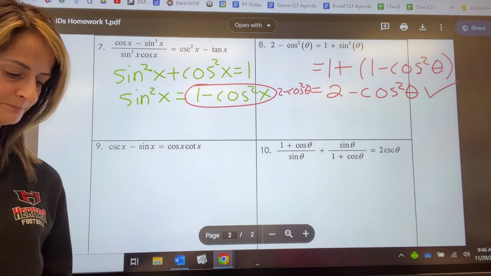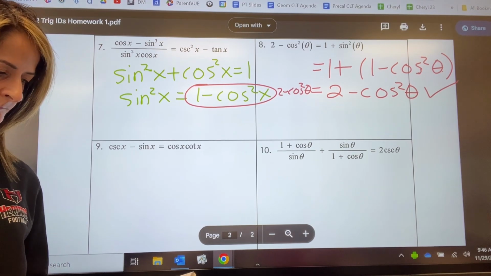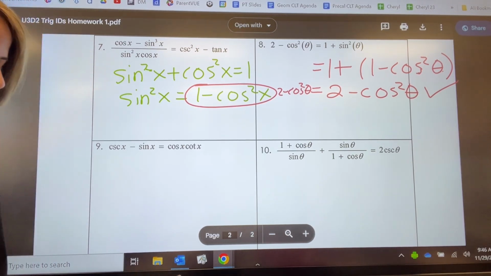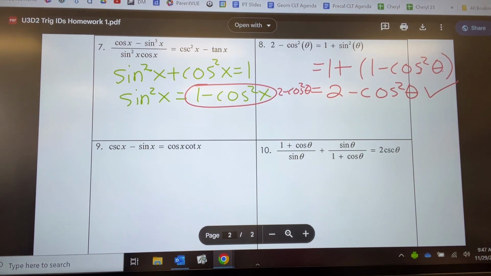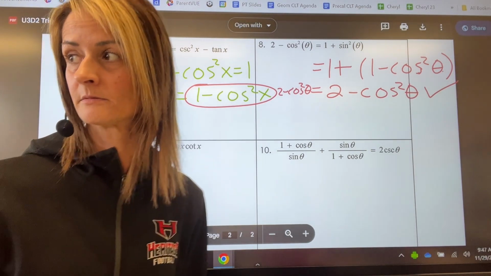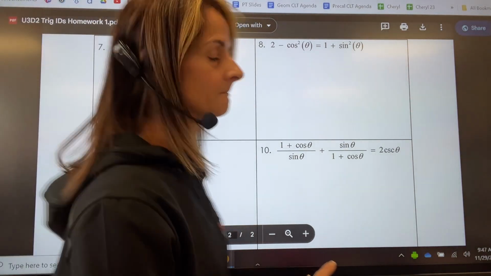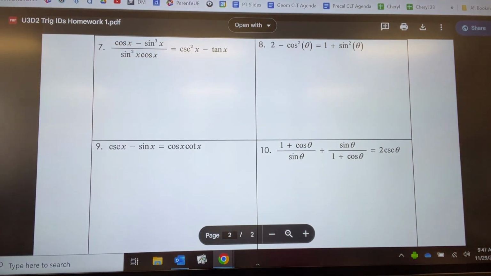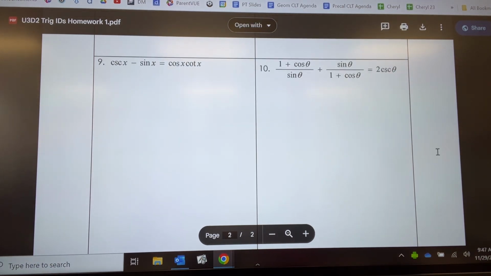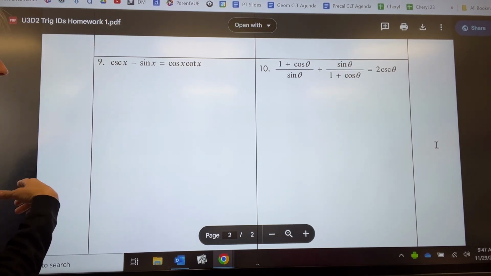That was number 8. Let's go to number 9. I'm gonna need some more room, so I'm gonna erase this. Can I erase? All right, number 9. I'm just gonna go ahead and start on the left.